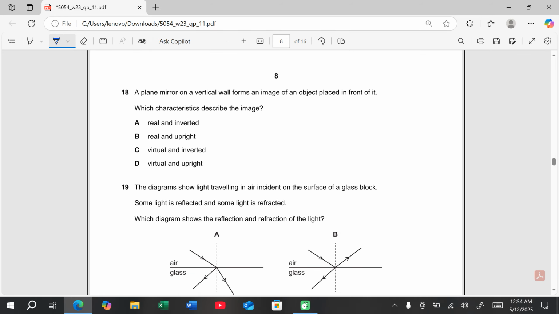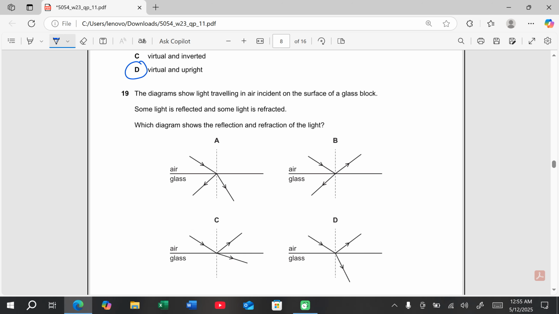Next it says a plane mirror on a vertical wall forms an image of an object placed in front of it. What characteristics describe the image? A plane mirror always gives a virtual and upright image, because you cannot capture it on a screen, and if you see yourself in a plane mirror, it will always be upright. You never see yourself inverted.